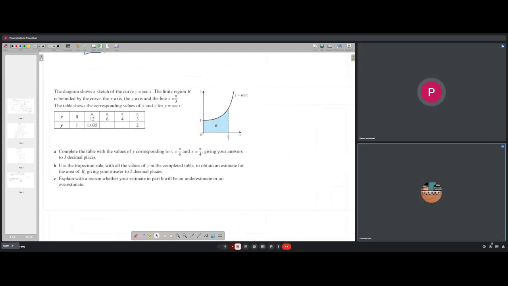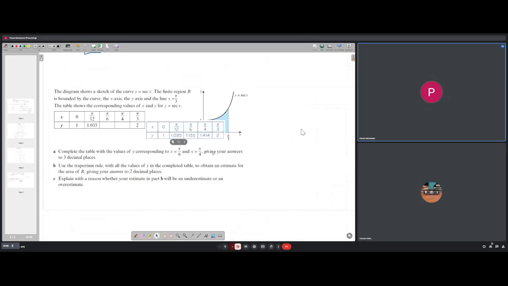Okay. So let me just copy the table out so I can't be bothered to sub values into a calculator. Although I probably will have to at some point. Okay. So this is the table that you get. So in part B, let's say use the trapezium rule with all the values of y.